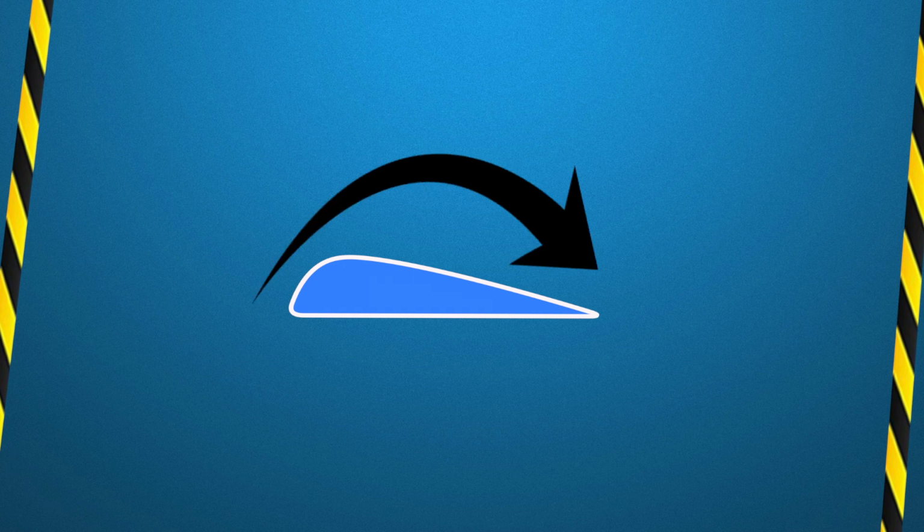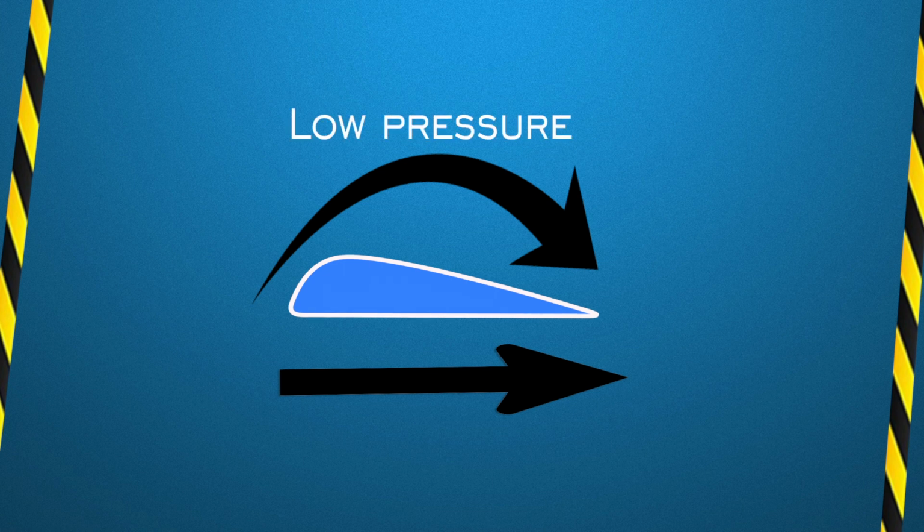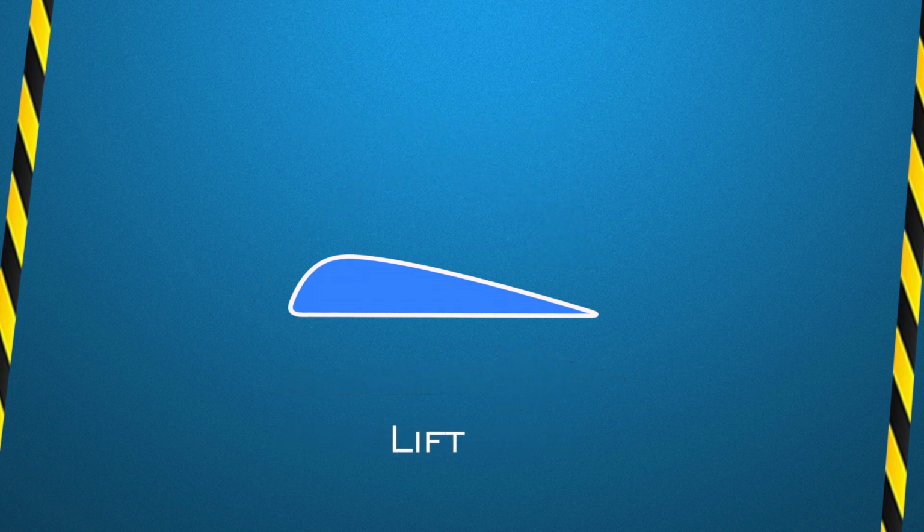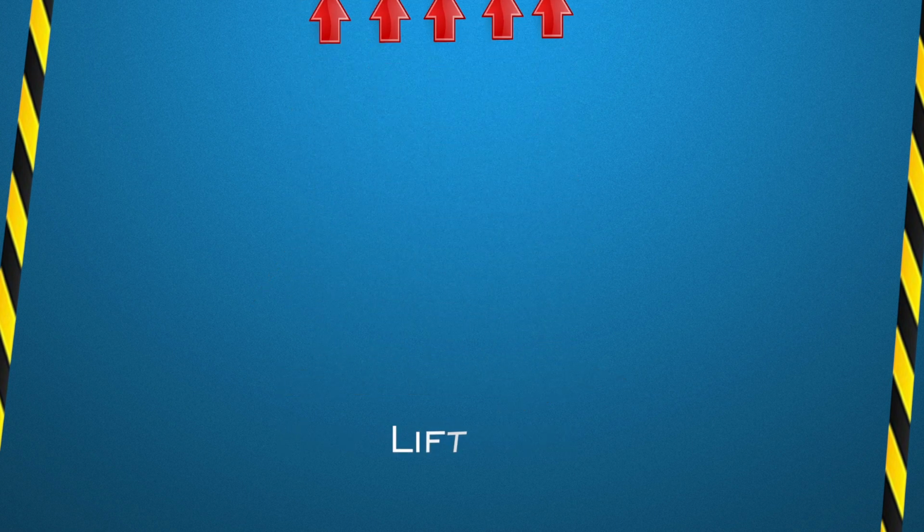Well, firstly, the plane's wings are not just flat, they are curved. This means that when the wing is moving through the air, particles tend to move faster over the wing of the aircraft than below, creating an area of low pressure above the wing and an area of high pressure below the wing. This generates what is known as lift, making the plane rise higher into the sky.